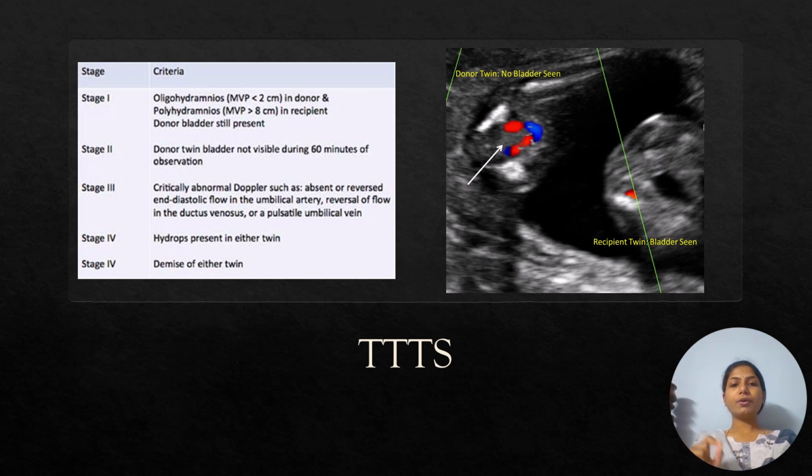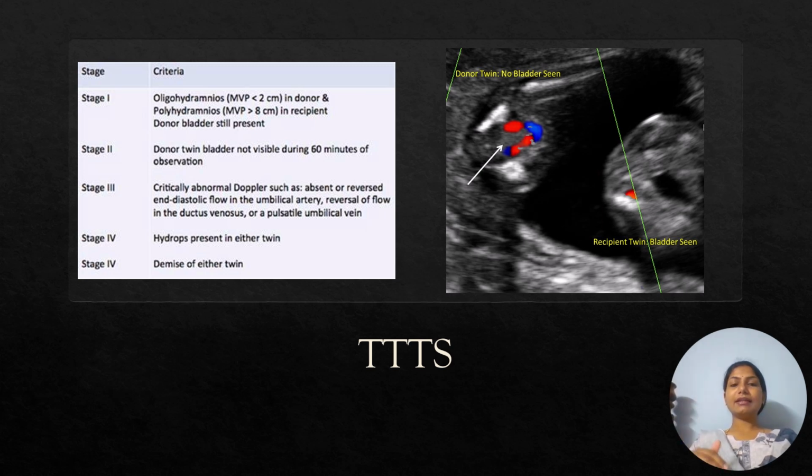So in stage 1, oligohydramnios in the donor, polyhydramnios in the recipient, but the donor bladder is still present, that is, the renal perfusion is still present and the donor is able to form its own urine. So the bladder is still visible. But in stage 2, the baby has gone into so much insufficiency that the blood flow to the kidneys is also compromised, and the donor twin bladder is absent for at least 60 minutes of observation. But the Dopplers of both the twins are normal.